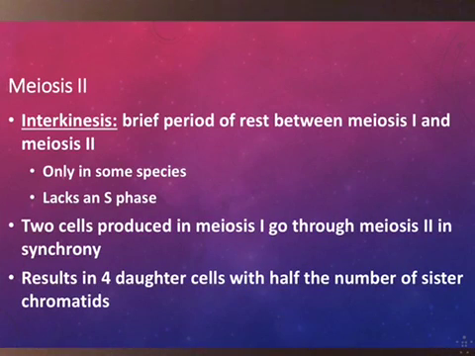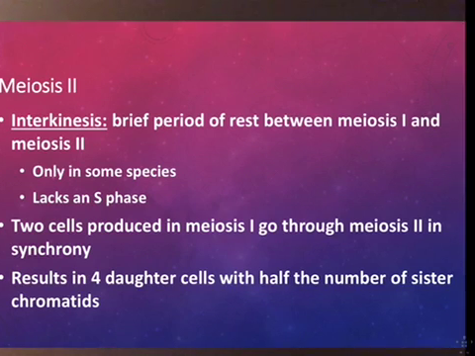Then we get meiosis 2. Some species will have an interkinesis. This is the brief period of rest between meiosis 1 and meiosis 2, sometimes for regrouping. It does not have an S phase. We cannot duplicate our DNA anymore at this point. The 2 cells that were produced in meiosis 1 will go through meiosis 2 in synchrony. What happens to one happens at the same time for the other. Same, synchronized swimming, everything happens at the same time. The results of meiosis 2 will be 4 daughter cells with half the number of sister chromatids.